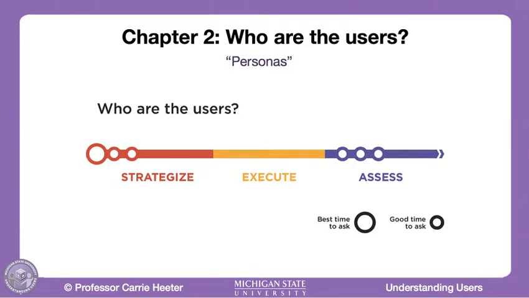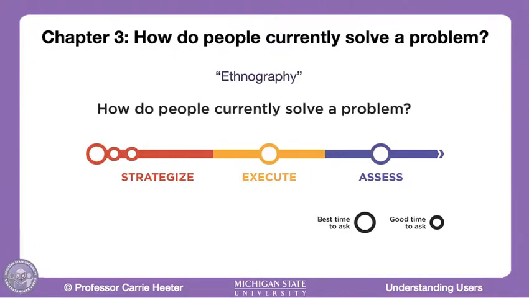Chapter 2 is personas, again, heavy on the strategizing. And then when you're in assessing and revising, that's another good time for figuring out who your personas actually are as opposed to the ones you thought they would be, and refining them. Chapter 3 asks the question, how do people currently solve a problem? And they teach an ethnography method in that chapter. And this one is big in all 3 phases.